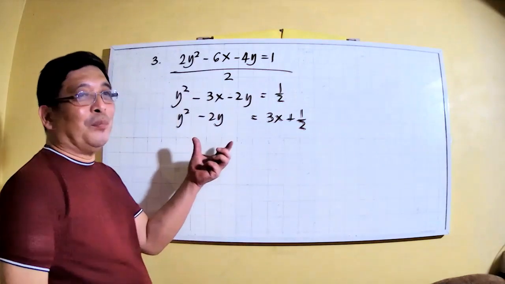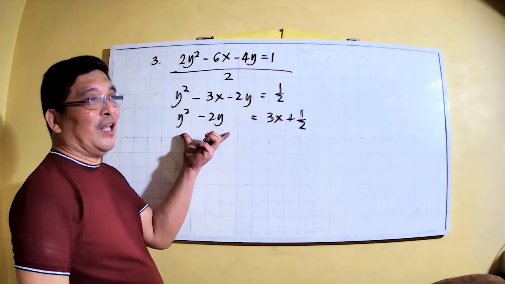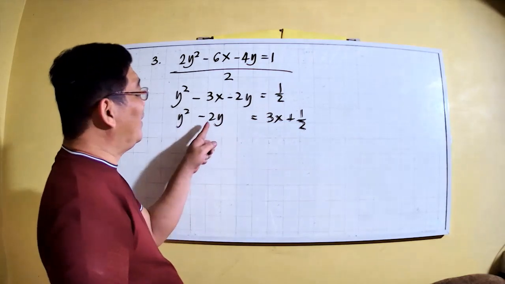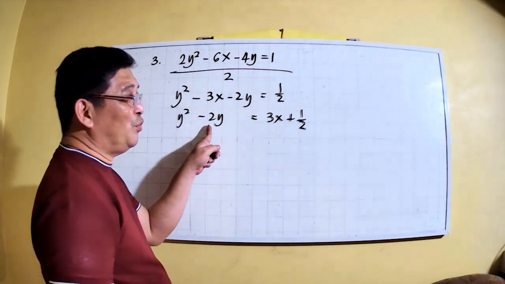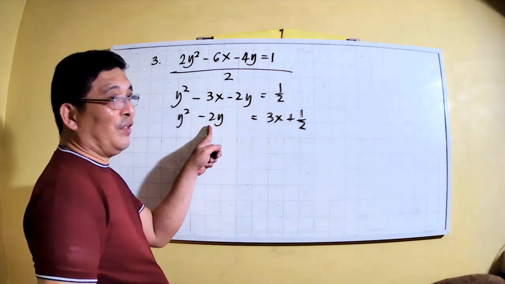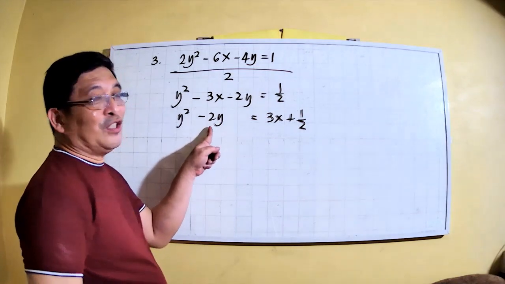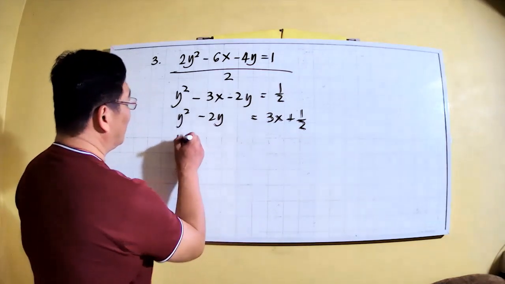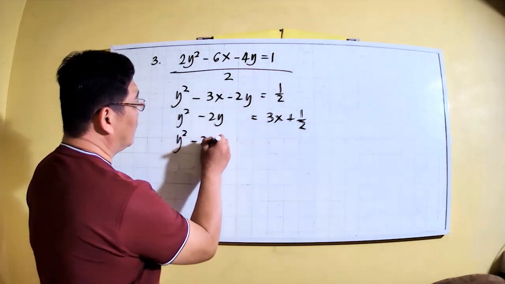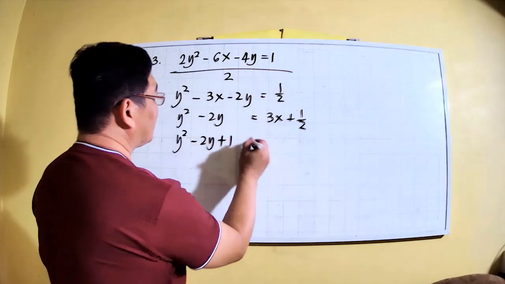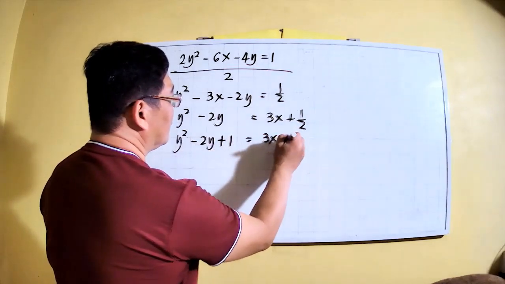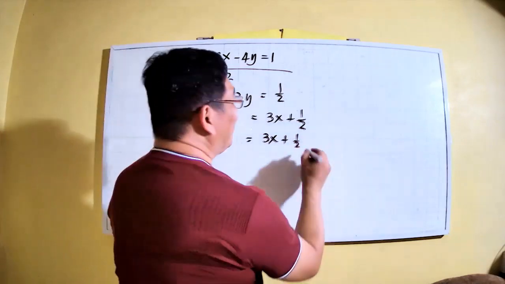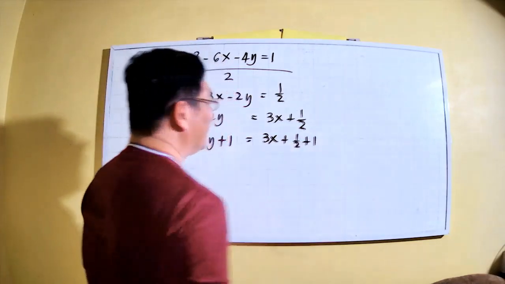And then gagawin na natin perfect square itong nasa left side ng equation. Ang ginagawa natin dito is that dinidivide natin yung 2 sa 2 and then we're going to square it. 2 divided by 2 is equals to 1 and then 1 squared is equals to 1. Magdagdag tayo rito ng 1, magdagdag tayo sa kabila ng 1 in order to balance the equation.